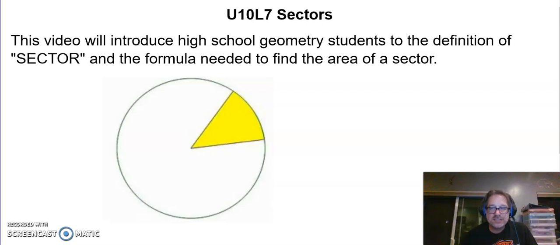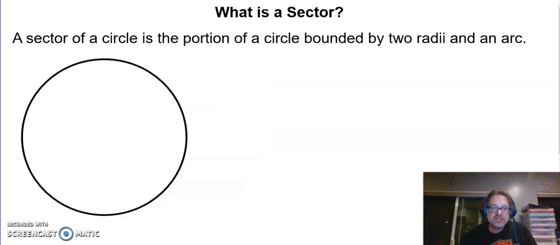What is a sector and the formula that is associated with the area of a sector and everything that we can use it for. So what is a sector? Well, a sector of a circle, because we need a circle to have a sector, is a portion of a circle that is going to be bounded by two radii and an arc.